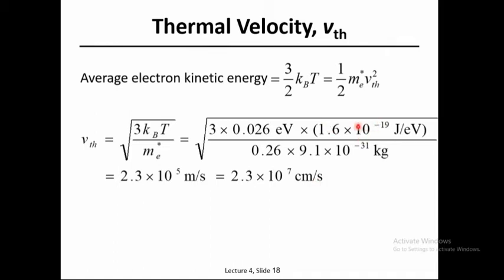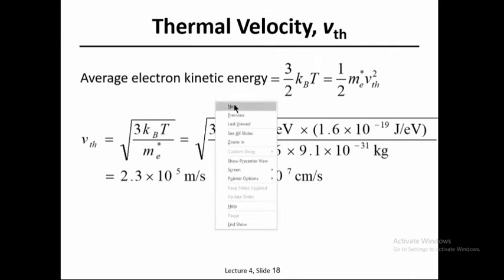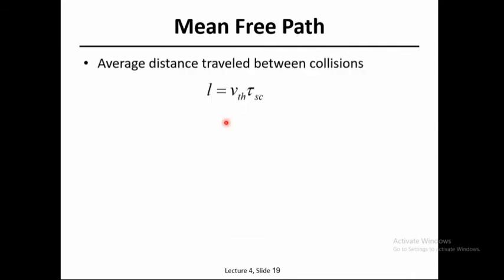So you know where this conversion came from? The 0.026 is from the kBT at 300 degrees Kelvin, knowing the Boltzmann constant, so it will be tabulated for you, and the effective mass is given for silicon material. Sometimes you're asked to obtain the mean free path between collisions. So if you want to find the distance traveled by electrons, it is equal to this thermal velocity times the scattering time.